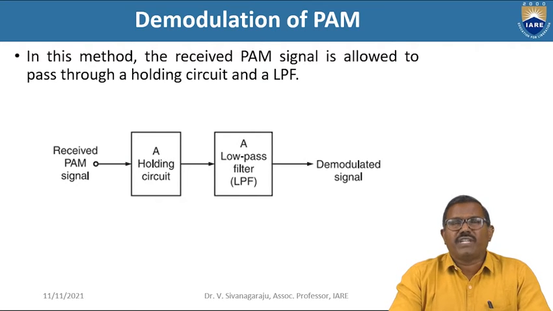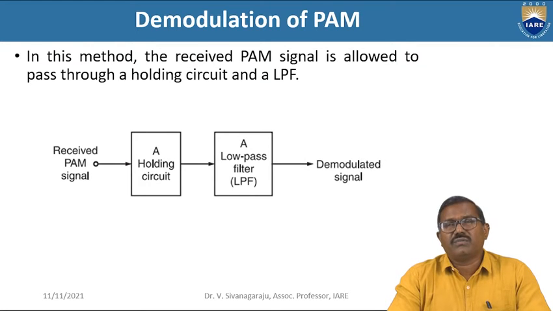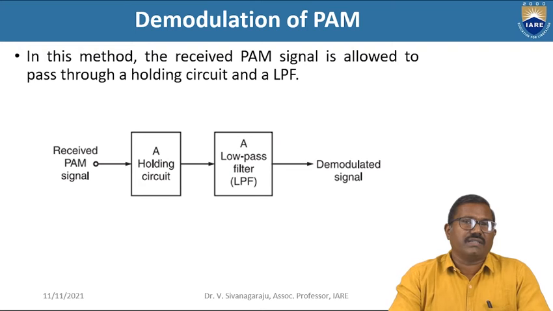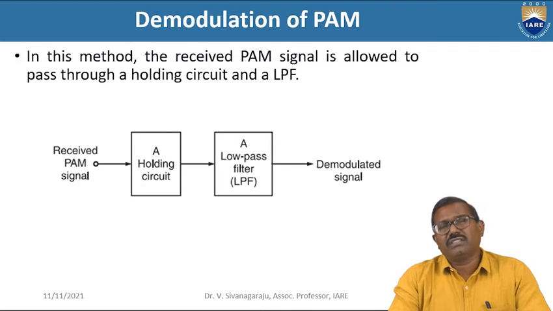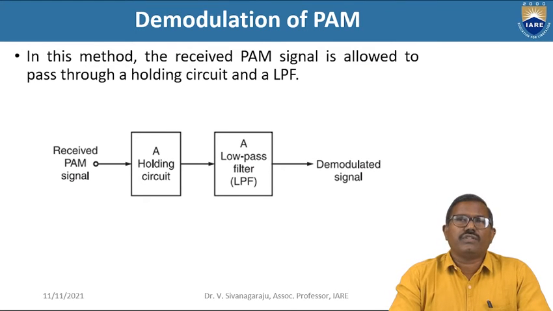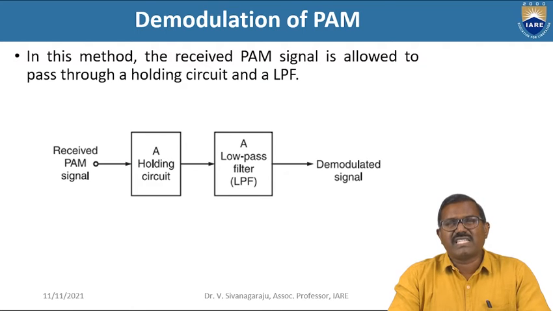So what is the demodulated signal here? Again, the message signal which we used to generate at the transmitter, and the receiver is going to reconstruct the original message signal from the received signal. So the reverse operation is done in the receiver.